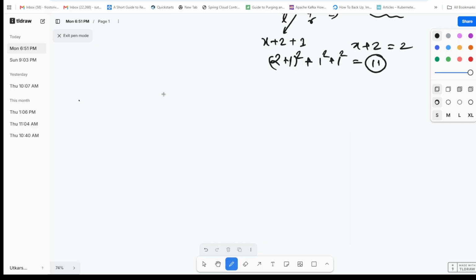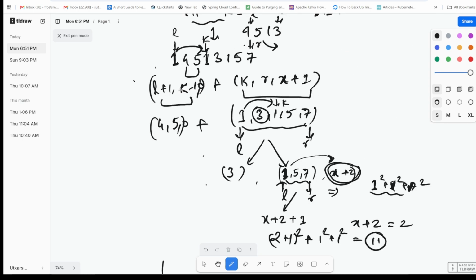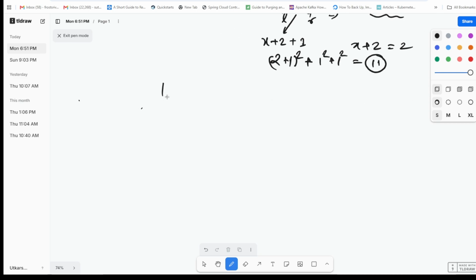If we list down our approaches, one for this only, 1 4 5 1 3 1 5 7. At each index there are two choices.